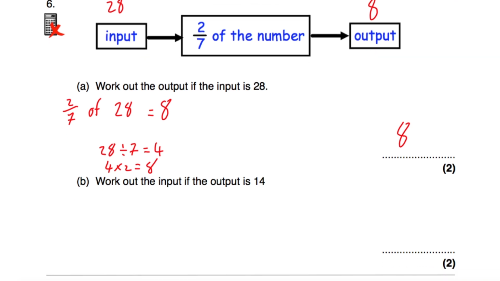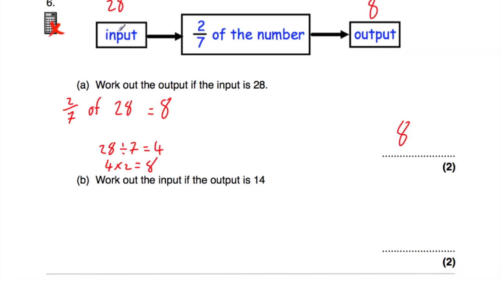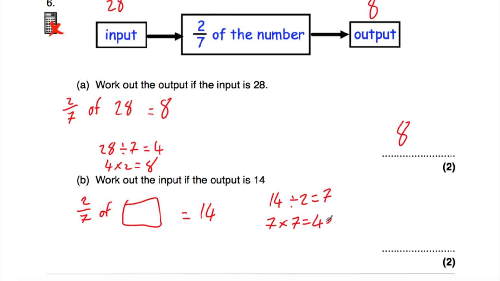Okay, and then part B. Part B says, work out the input if the output is equal to 14. So there's an input, we don't know what it is, and if we work out 2/7 of that input, we get an output of 14. To find 2/7 of the input, we would have divided it by 7 and times it by 2, and then we've got an answer of 14. So we're going to work backwards. We're going to take our 14, divide by the top, so divide by 2, that's equal to 7, and then times by the bottom, so 7 times 7 is equal to 49. So our input would be 49.